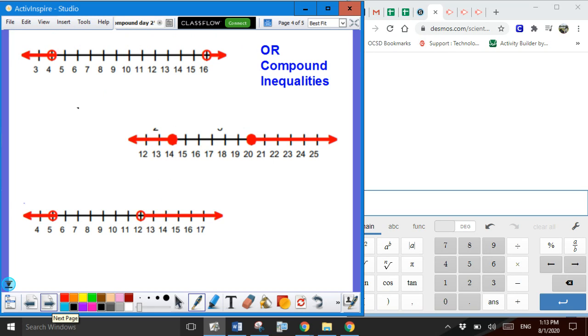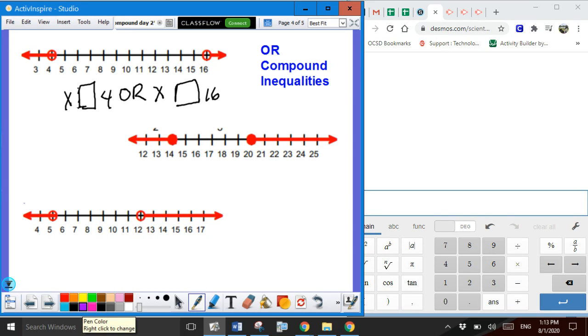Okay, "or" compound inequalities. Remember, there's 2, and they have an "or" in between. So I have x and 16, and all I have to do is figure out what goes in here, x and the number, and figure out what goes in there. So take a minute, hit pause, see if you can figure out these 3 compound "or" inequalities. Okay, let's see how you did.